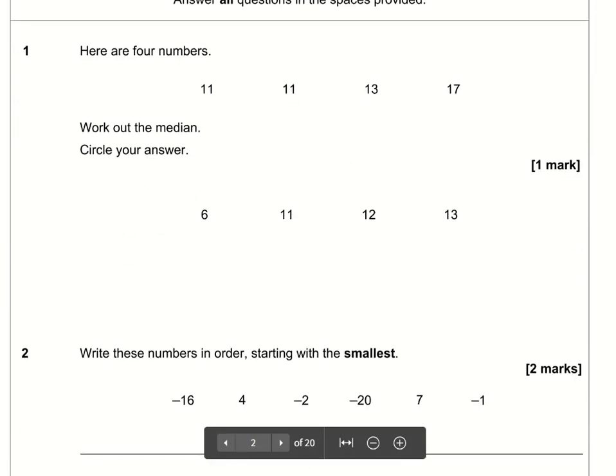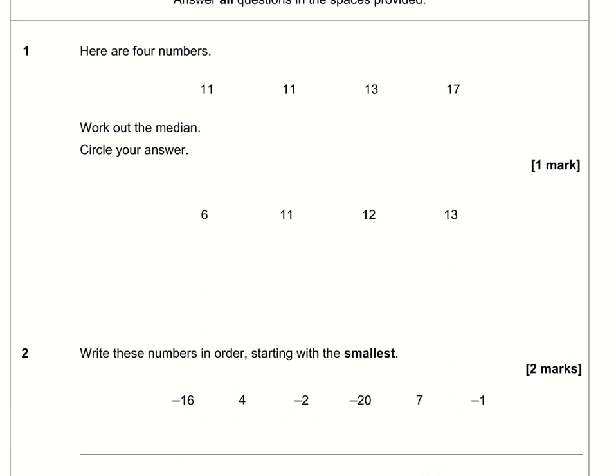Here are four numbers, 11, 11, 13, 17, and we want to work out the median. So the median is the middle value when they are in order. Now they are in order, so which one is in the middle? To work out the middle, cross out the one on the left and on the right, and we keep going until we've got either 1 in the middle, or in this case 2 in the middle. It's a bit harder when there's an even number of values, although this particular question is not too difficult.